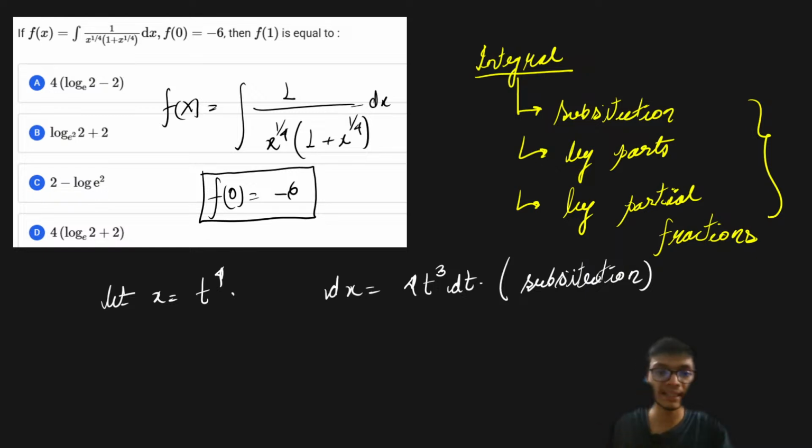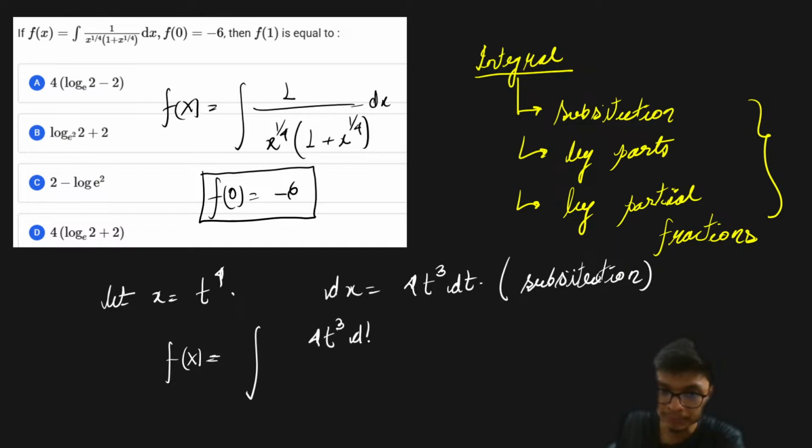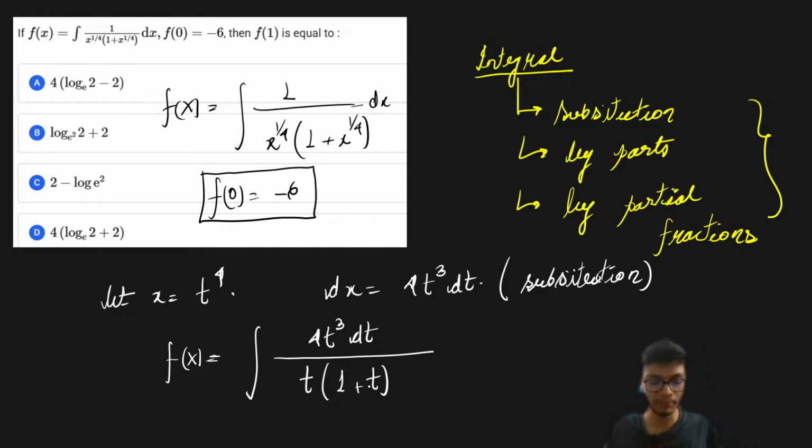Now, wonderfully, you will understand that once I do this, your function value of f at x is basically the integral of, now in place of dx, I'm going to put d(t to the power 4), which is 4t cube dt, right? So that is going to be equal to 4t cube dt divided by, now in place of x to the power 1 by 4, it is going to be simply t, and then it is 1 plus t, right?